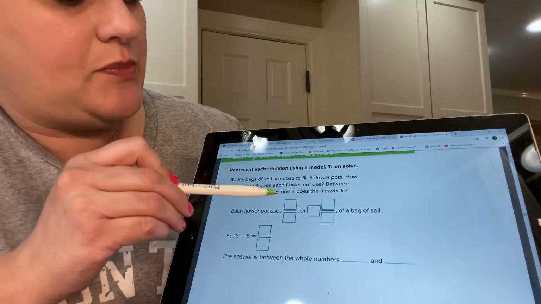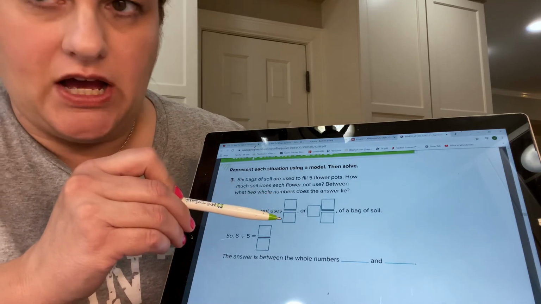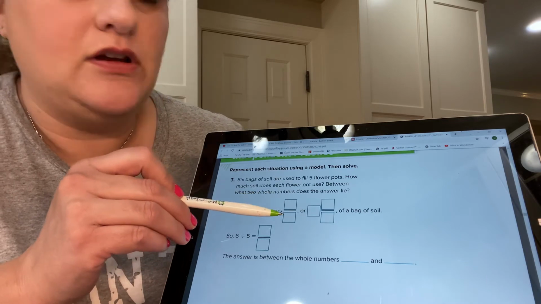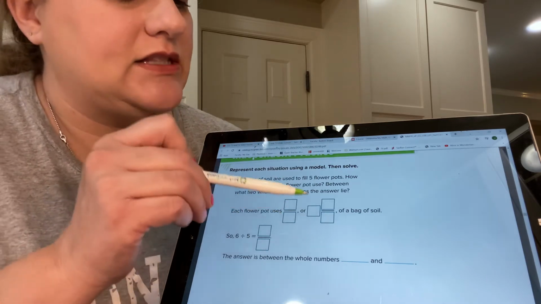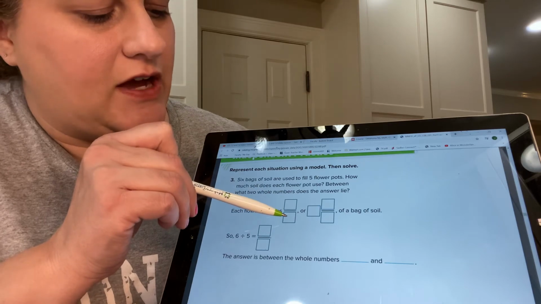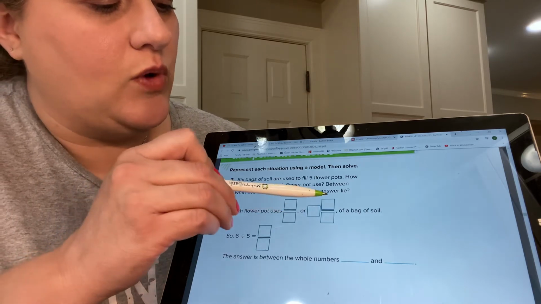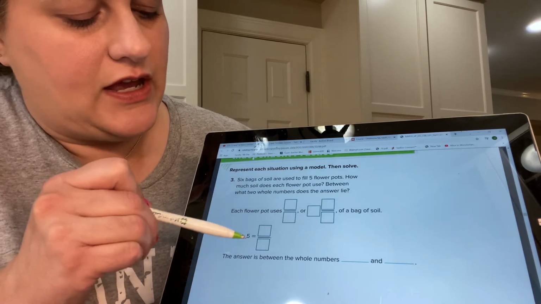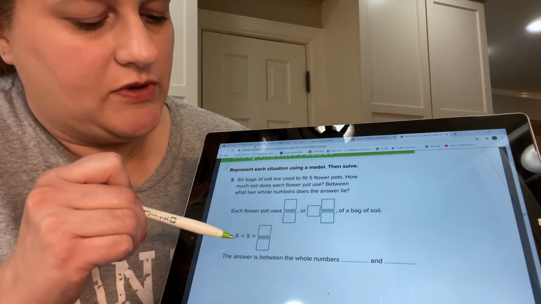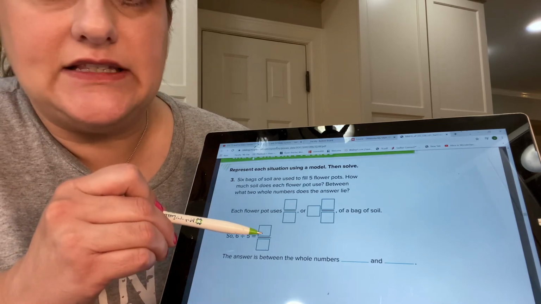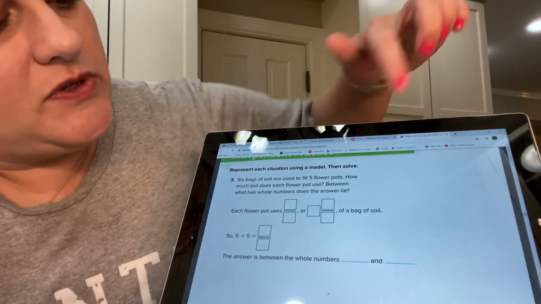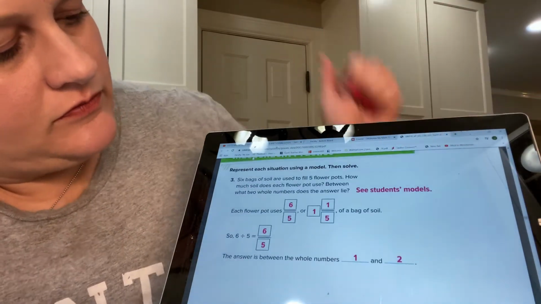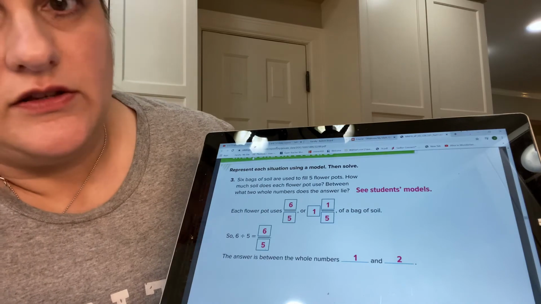So you've got 6 bags of soil and 5 pots. So what are we sharing? 6 bags of soil. What are we sharing it with? 5 pots. So 6 divided by 5, 6/5, or 1 1/5. So the division problem looks like this. As a fraction, it's 6 over 5. And that's between 1 and 2. And there's your answers.